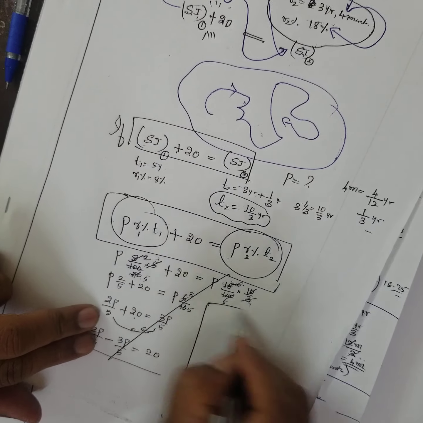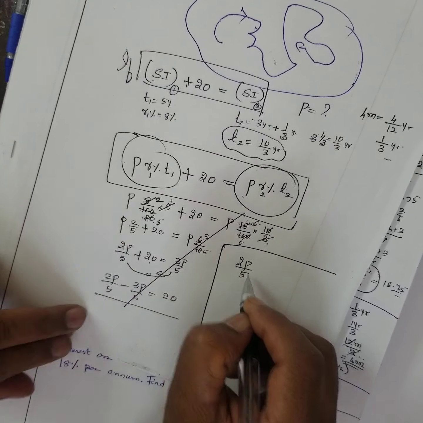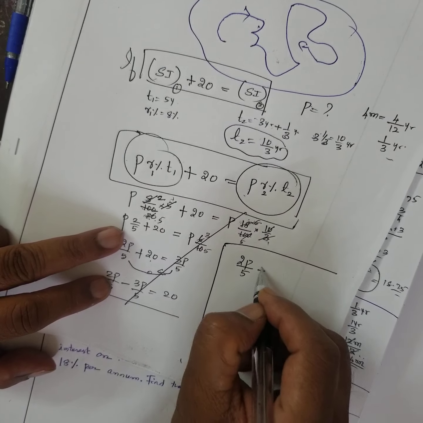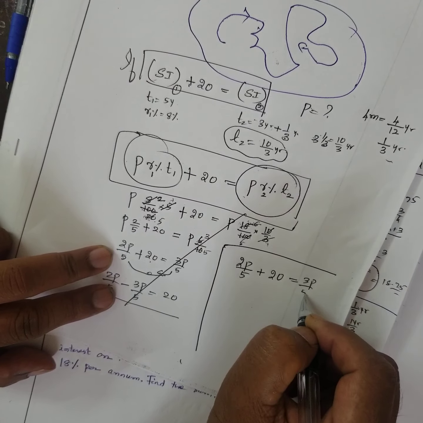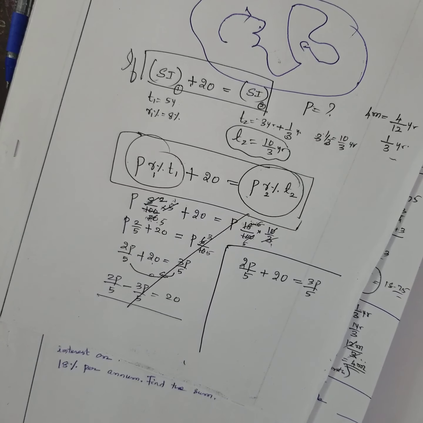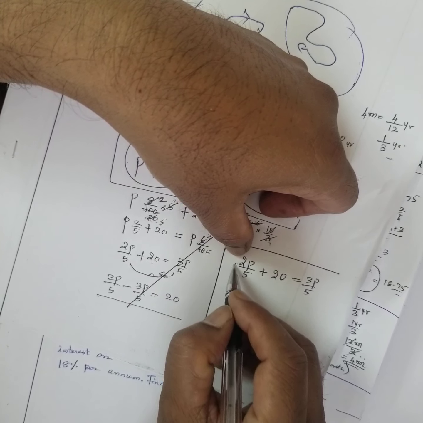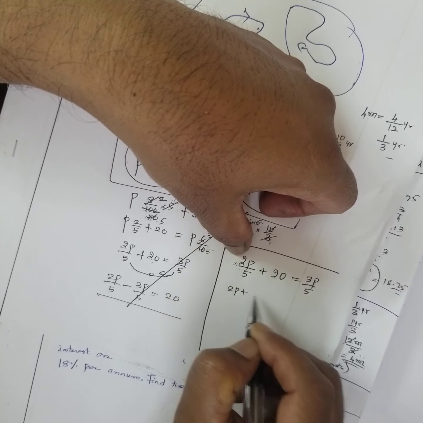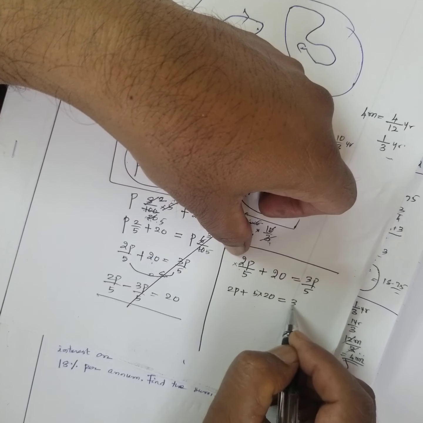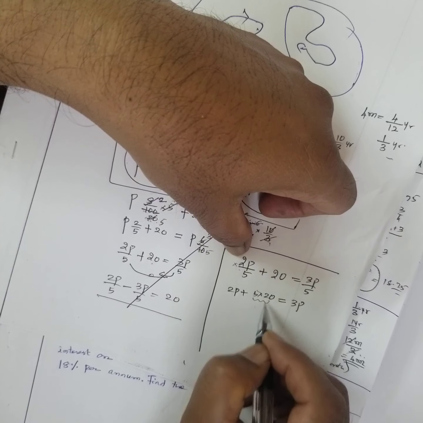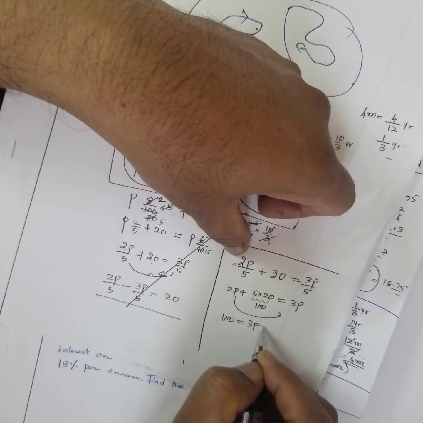See, I'll write it here properly. 2P by 5 plus 20 is equal to 3P by 5. Multiply throughout by 5. So multiply by 5, 2P, 5 get cancelled. 5 into 20, again 5 get cancelled, equal to 3P. This is 100. If it goes right, 100 is equal to 3P minus 2P.